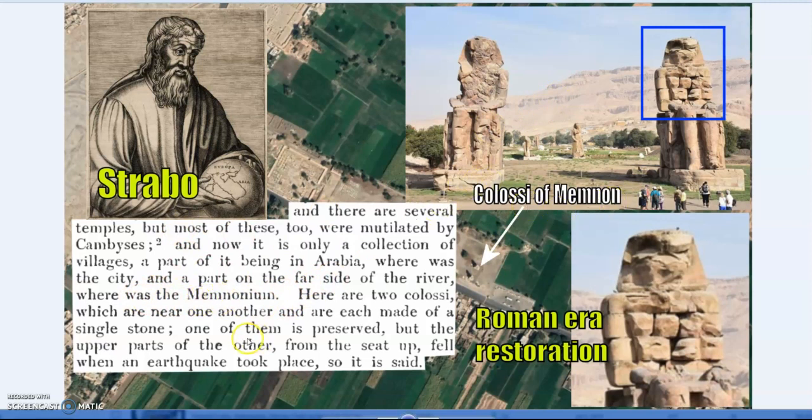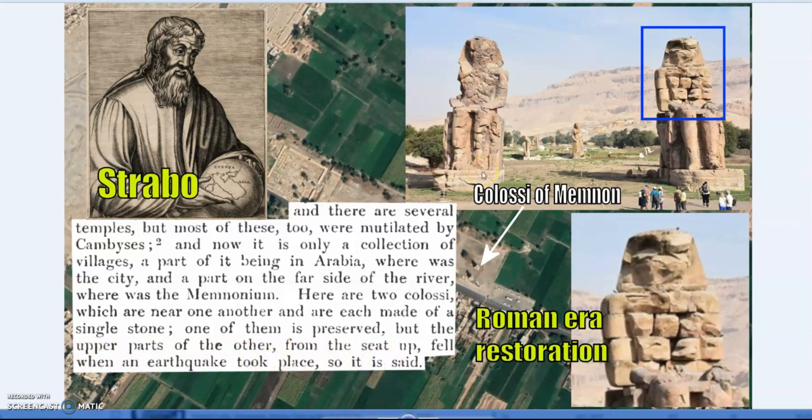the Colossi of Memnon. Here are two colossi which are near one another and are each made of a single stone. One of them is preserved, but the upper parts of the other, from the seat up, fell when an earthquake took place, so it is said.